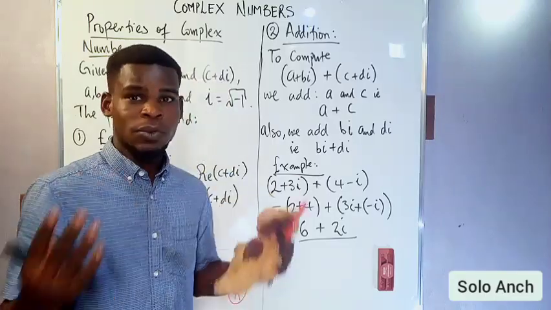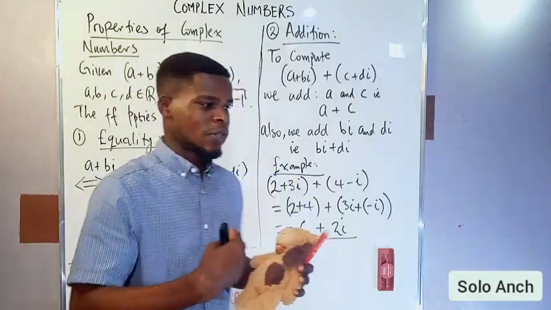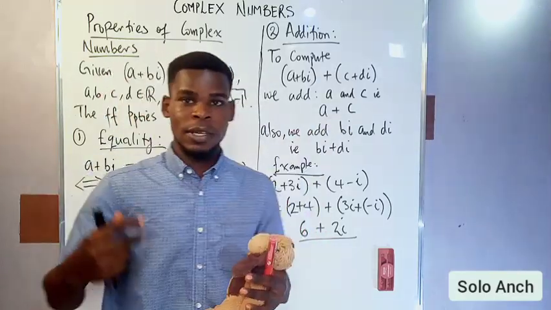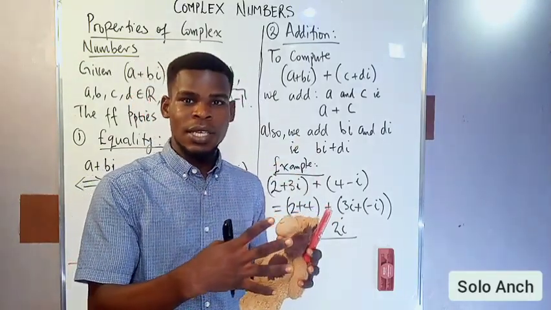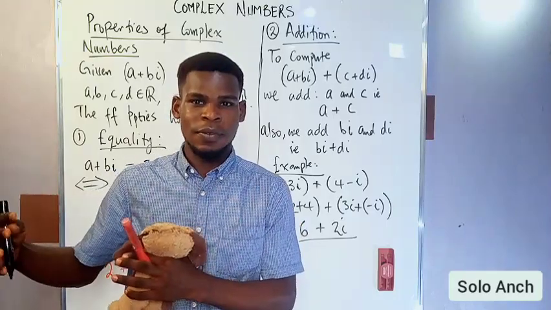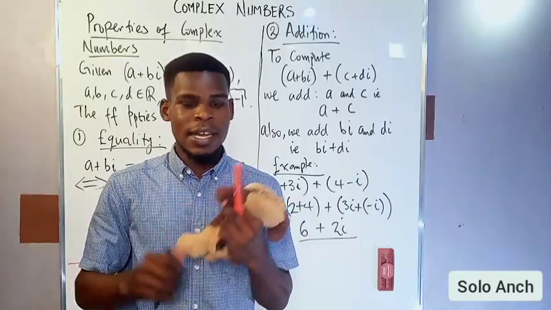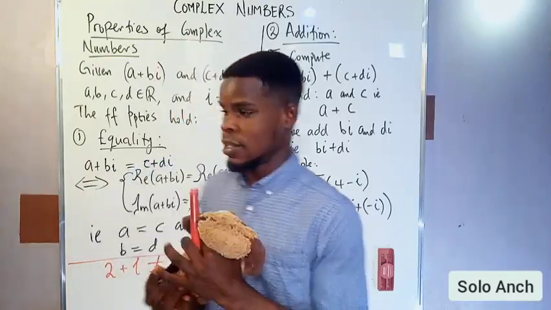You can still add more than 2 complex numbers. If we are to add, let's say, 10 complex numbers, pick the real part of each of them, add the real parts together, then pick the imaginary part of each of them, add them together. It's more like saying add the like terms. It's as easy as that.